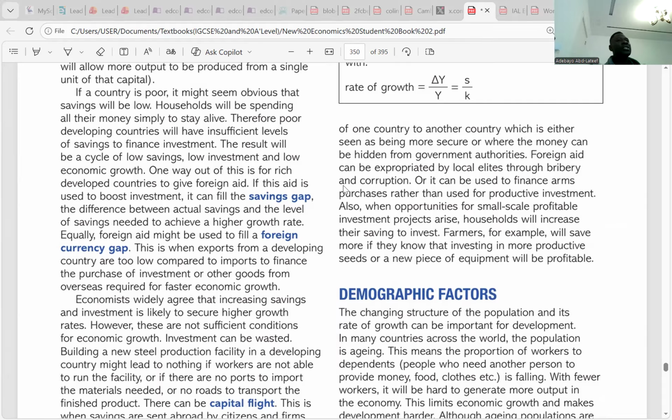Now, the bank has received the deposit, which becomes a liability to the bank.